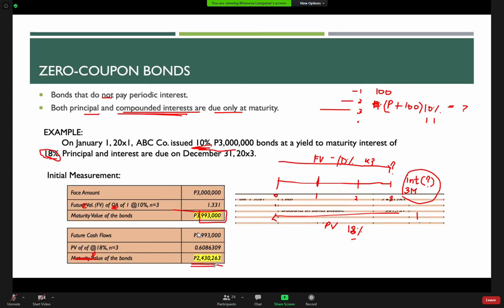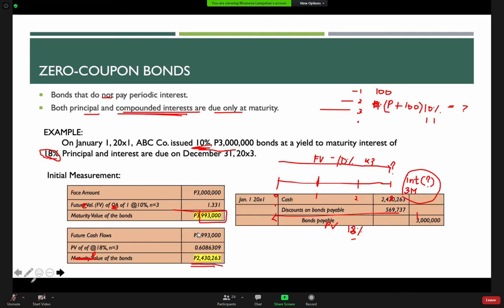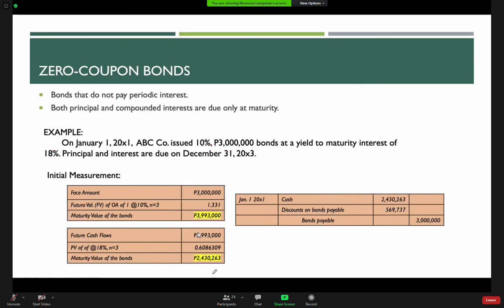So, to record that one, meron tayong debit cash. So, ang i-debit nyo sa cash will be the total carrying amount of the bond. Ito, yung na-compute natin. So, yan yung price niya. Okay? Then, bonds payable na 3 million, of course. The difference between the two, that will be your discount. Any question?